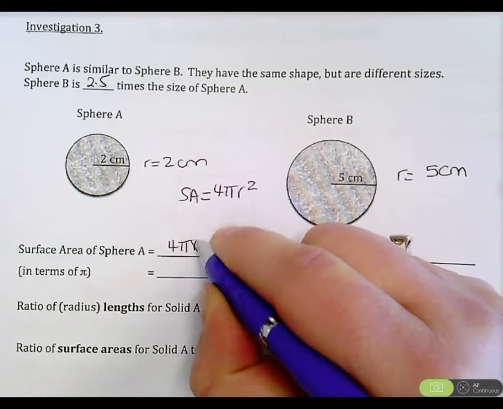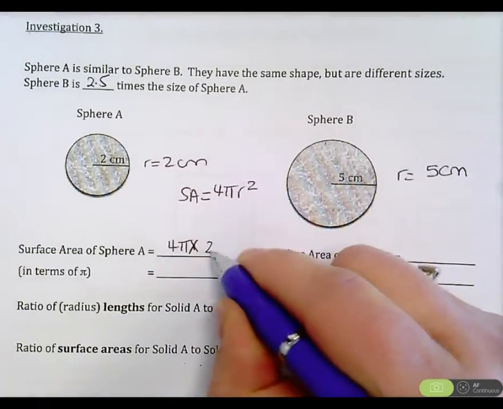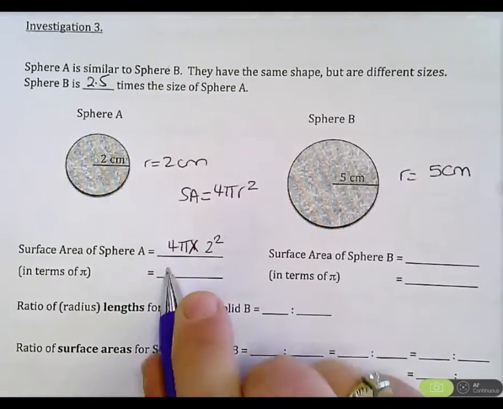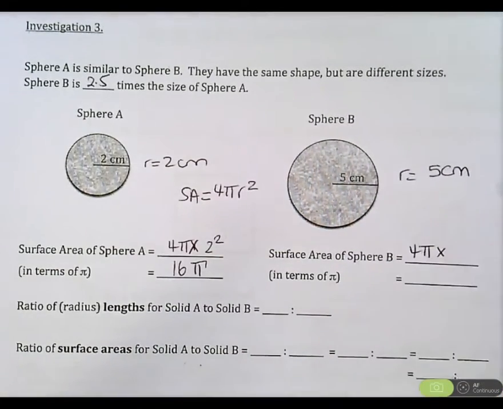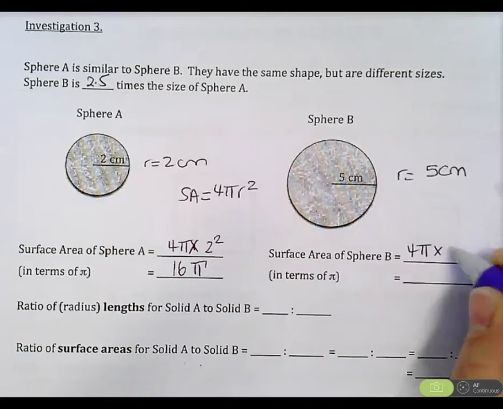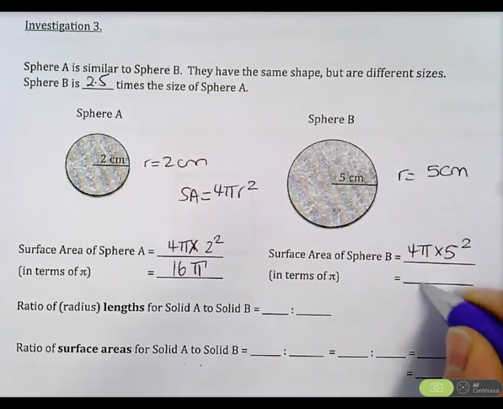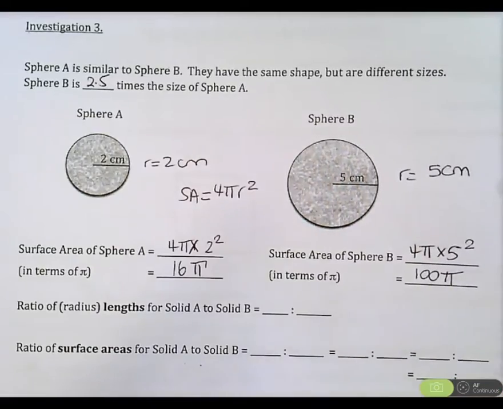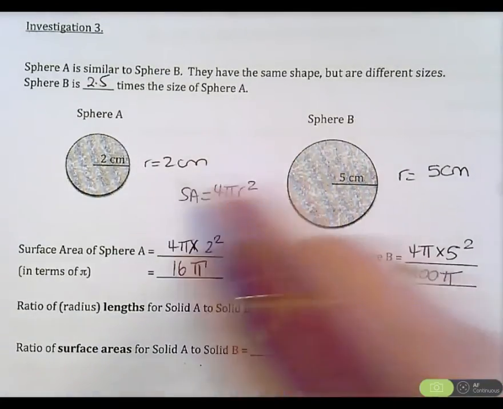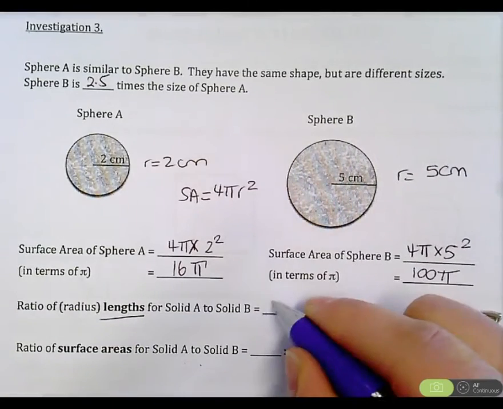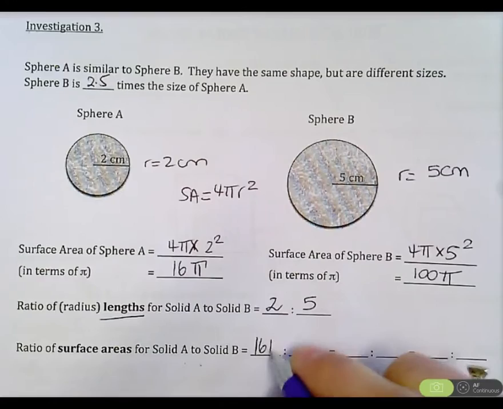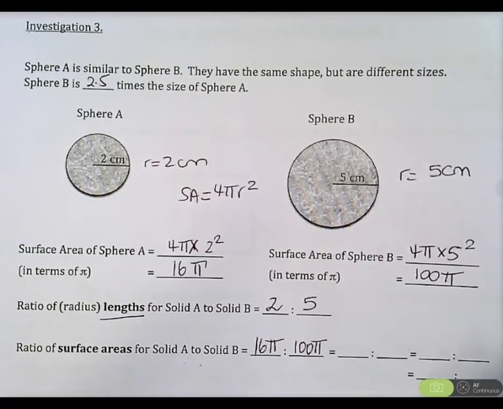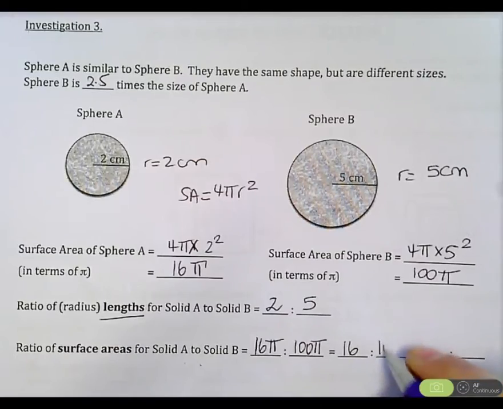So it's 4 times pi times, what's the radius of this one? 2 squared. 2 squared is 4, so what's this going to be? 16 pi. This one is 4 pi times 5 squared. So that's 25 times 4, which is 100 pi. So the ratio of the lengths we can see is what? 2 to 5. So therefore, let's see what we get for our ratio of surface areas. We've got 16 pi is to 100 pi. What can I drop? So it's 16 is to 100.